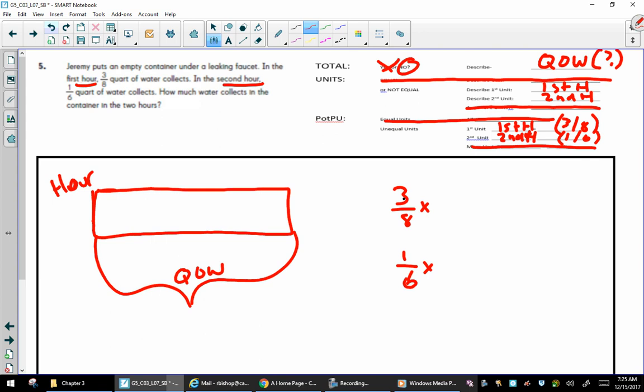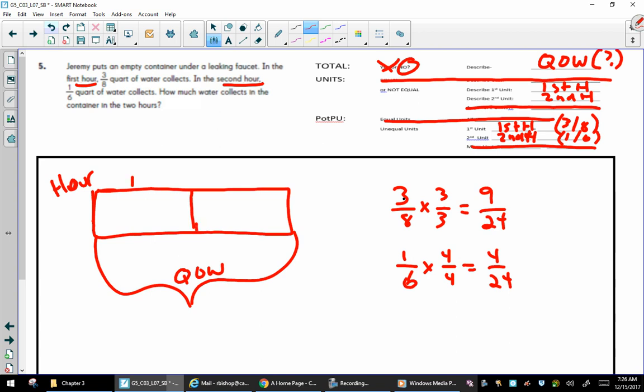So I think of my least common denominator, 8 and 6, and some kids want to jump to 48, but that's not the best denominator to use here. The least common denominator is going to be 24. So I'm going to make that 3/8, 9/24, and I'm going to make 1/6 into 4/24, and I see that the first hour should be a little bit longer than that second.